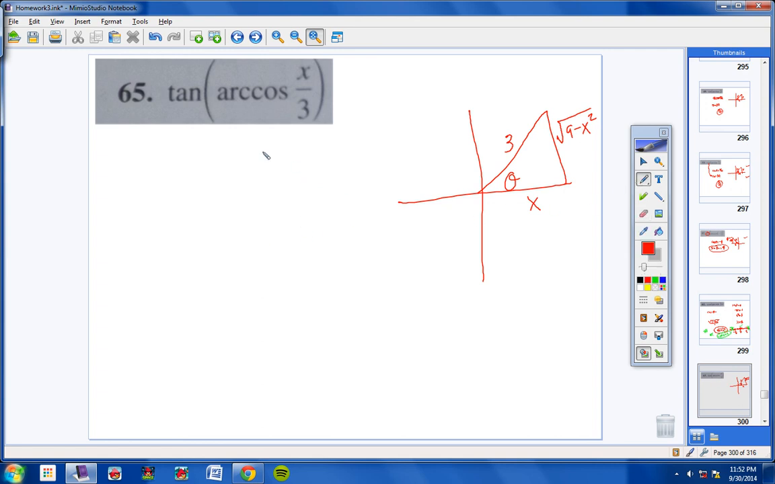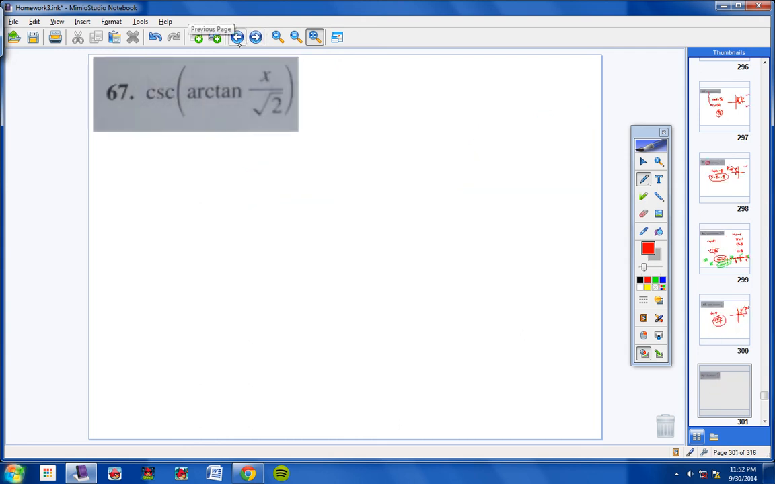So now what we're going to do is take the tangent of theta, which is opposite over adjacent. So the answer would be the square root of 9 minus x squared all over x. There we go. There's your algebra expression. Okay, moving on to number 67.